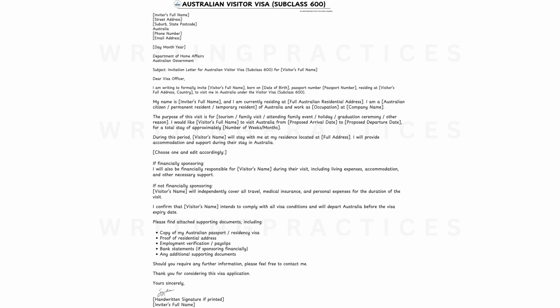Before submitting, review all information carefully and make sure all supporting documents are attached. A complete and accurate invitation letter can significantly support the visitor visa application. That's it for today's tutorial on how to write an Australian visitor visa invitation letter for Subclass 600. I hope this explanation helps you write your letter correctly and confidently.